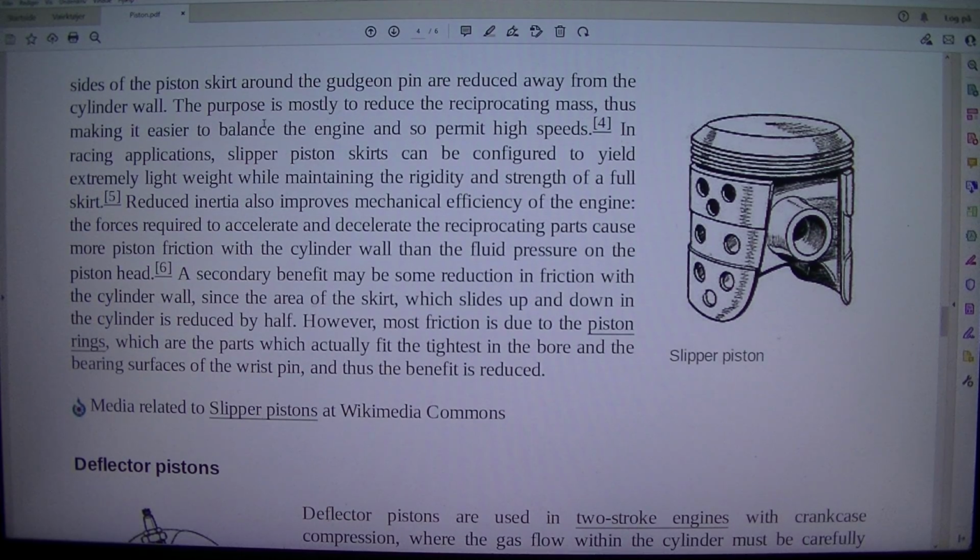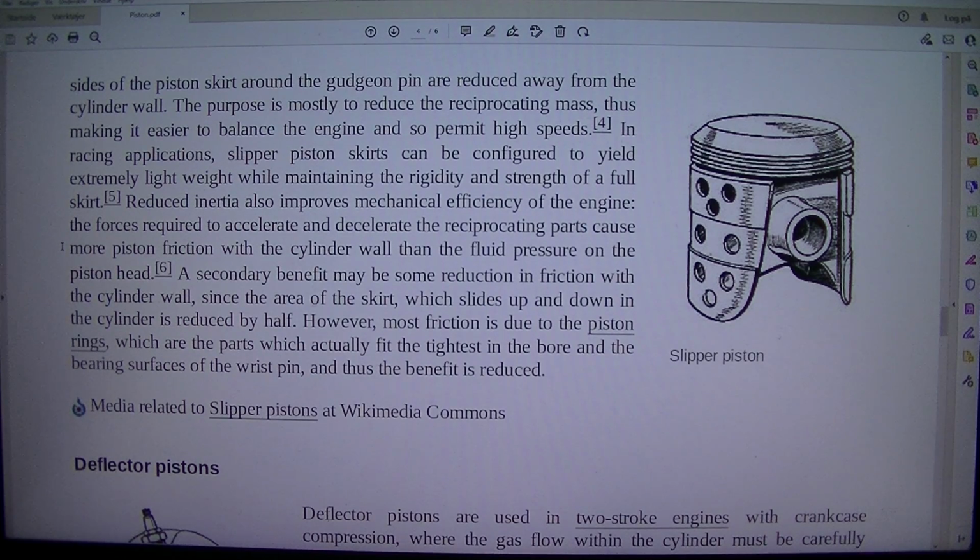The slipper piston sides of the piston skirt around the gudgeon pin are reduced away from the cylinder wall. The purpose is mostly to reduce the reciprocating mass, thus making it easier to balance the engine and so permit high speeds. In racing applications, slipper piston skirts can be configured to yield extremely light weight while maintaining the rigidity and strength of a full skirt. Reduced inertia also improves mechanical efficiency of the engine.